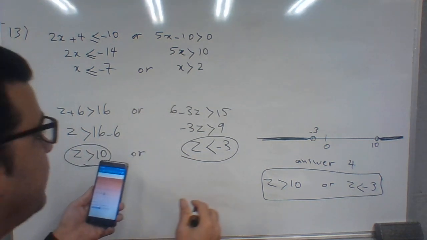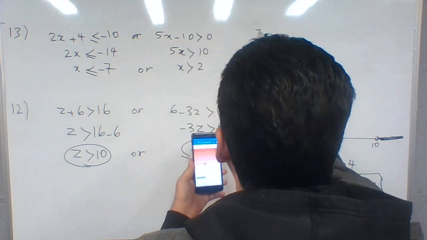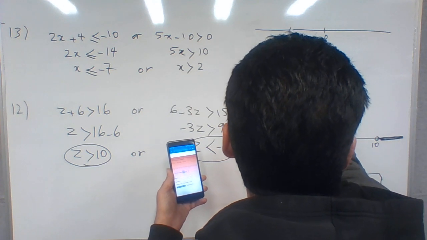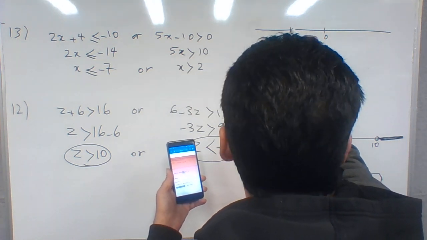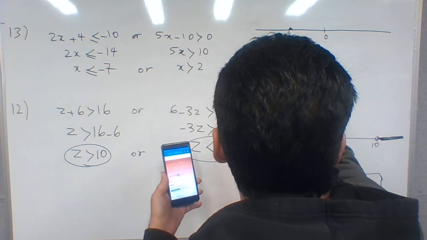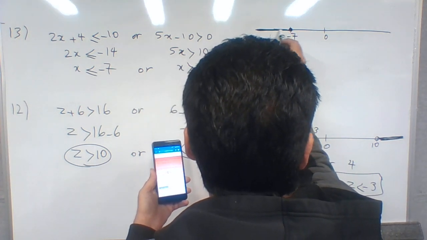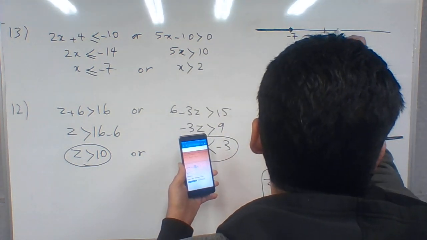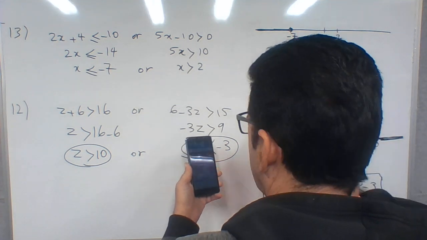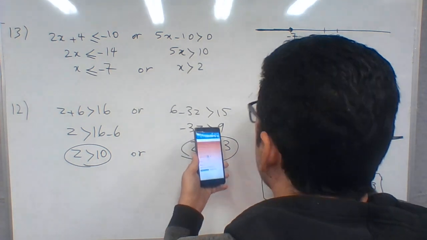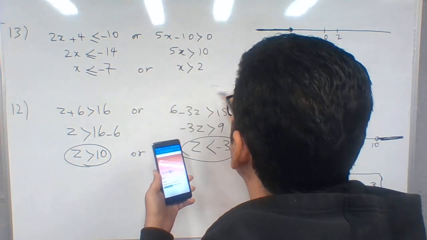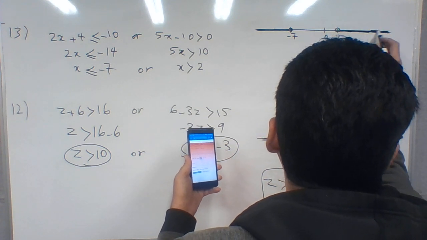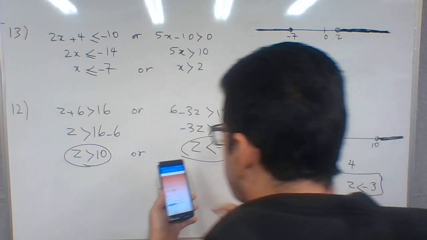Graph it. Okay, graph on the number line. X less than or equal to negative 7. If this is 0 and this is negative 7, it can be equal, so I put a full point. And then x greater than 2. This can be 2, and this cannot be equal. This is equal, this is not equal, so a hole. So this is the graph.